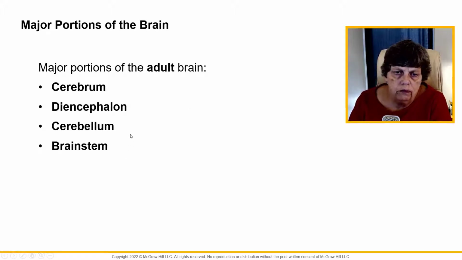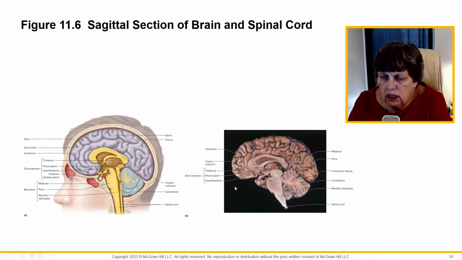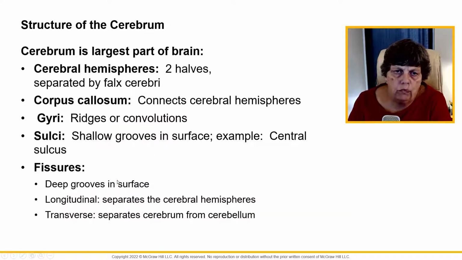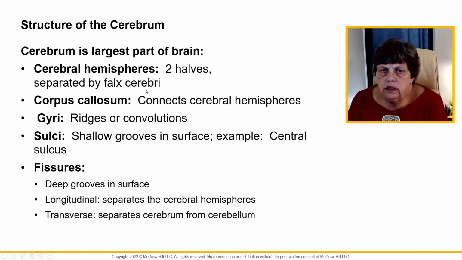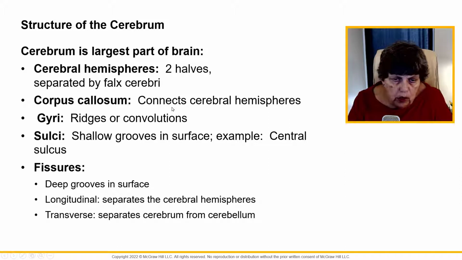So you have these main 4 portions of the adult brain: the cerebrum, the diencephalon, the cerebellum, and the brain stem. And looking at the picture, the sagittal section, you can see that cerebrum, the cerebellum, the diencephalon, and the brain stem. Okay, so looking at the cerebrum, this is the largest part of the brain. You have 2 hemispheres. You have a connection called the corpus callosum that I pointed out to you guys in the video on the actual parts of the brain.